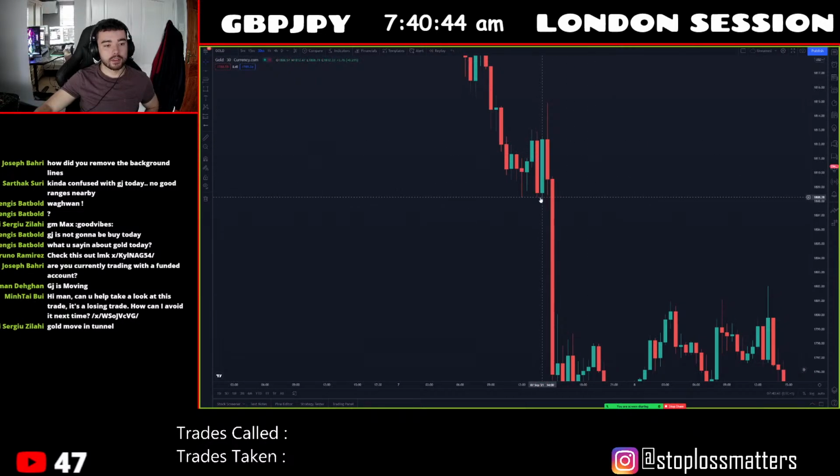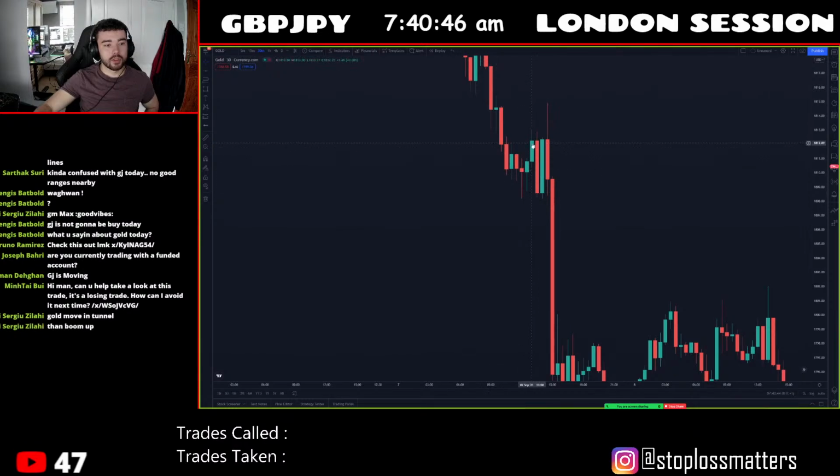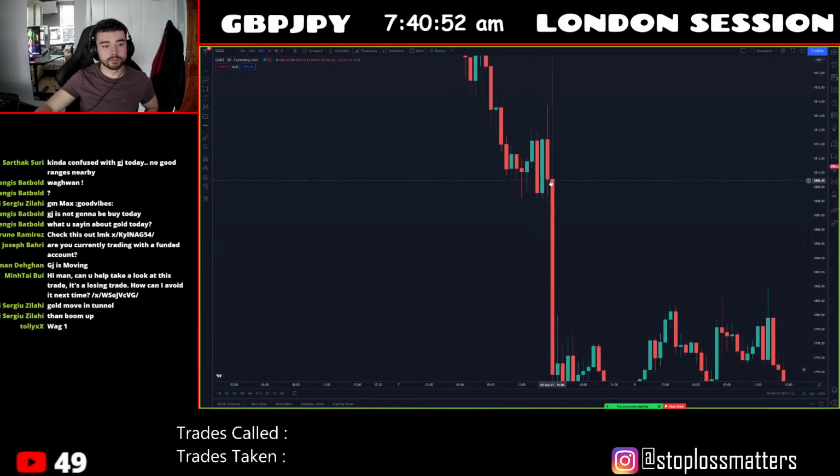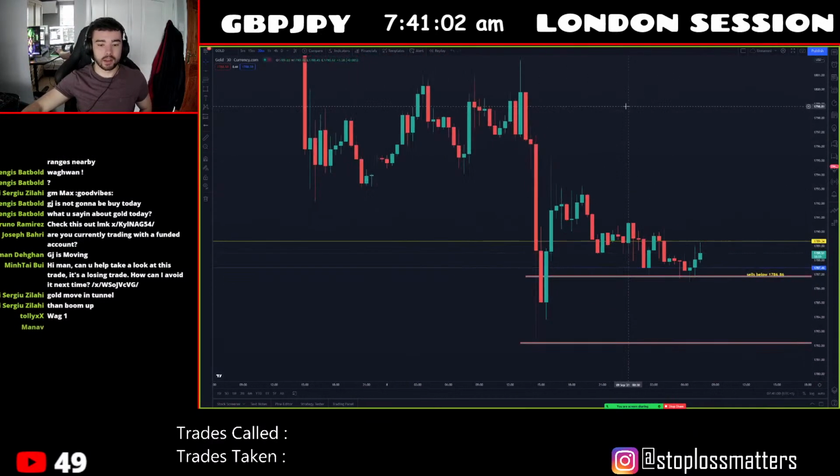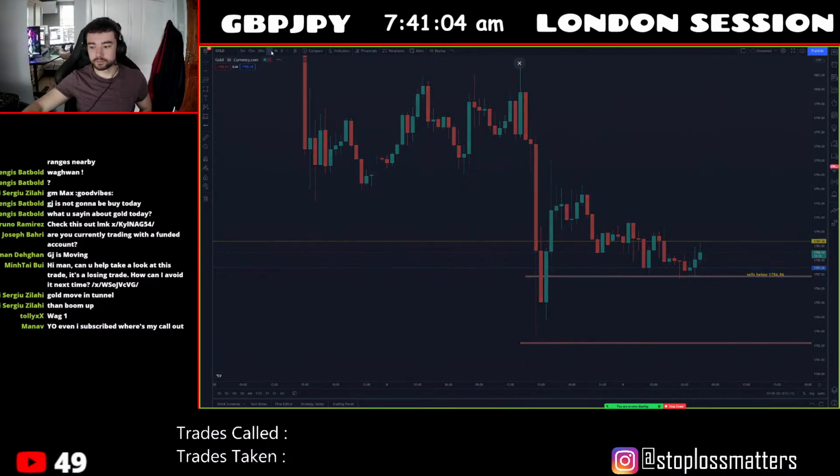Damn, look at this. So 130 closed bearish, but if I'd been waiting for the top wick to then fly down, I finally got the move at 230. So there's a bit of a stutter there. Gold move internal, then boom up. Yeah, we'll have to wait for gold over here.